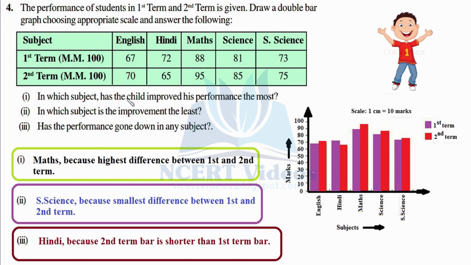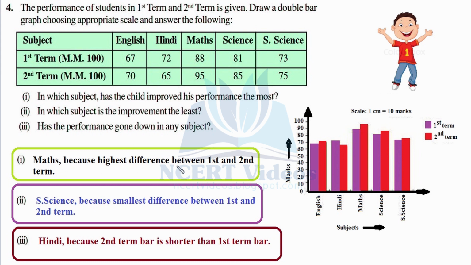Now, first is, in which subject has the child improved his performance the most? Well, when does improvement happen? When in the next term you get better marks than the previous term. So the slope must be like this. The first bar should be shorter than the second, and wherever the difference is huge, that will be regarded as the maximum improvement. So here it is less, it is negative. Here the performance has decreased, not increased. Here it has increased. Well, when you observe it, this slope is maximum. This is representing maths.